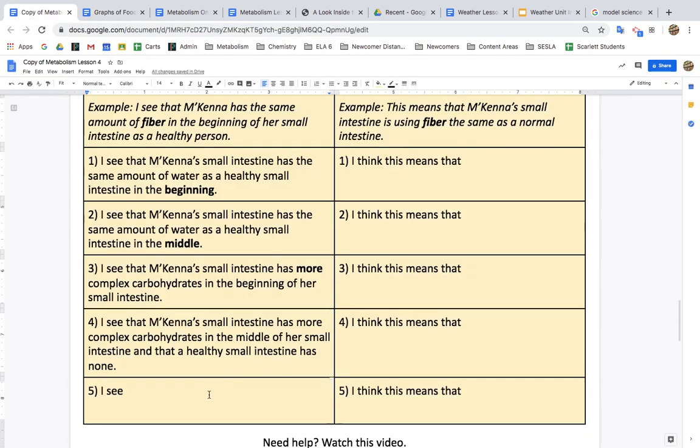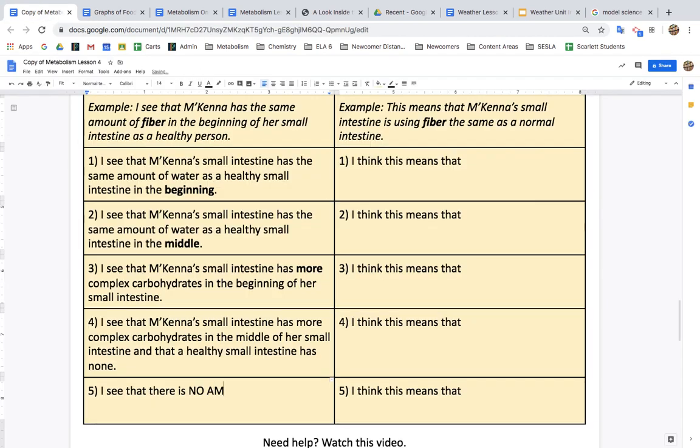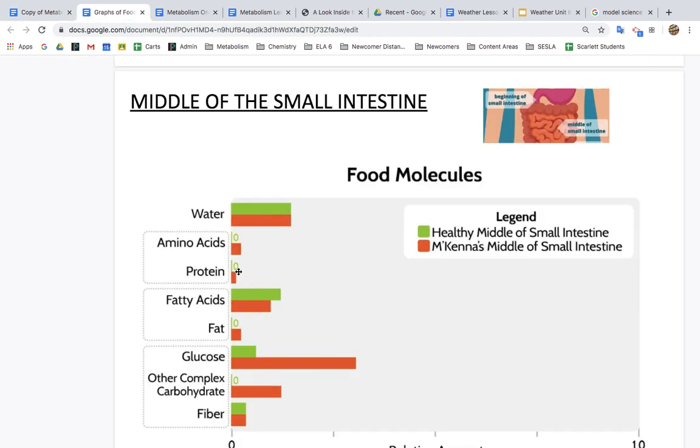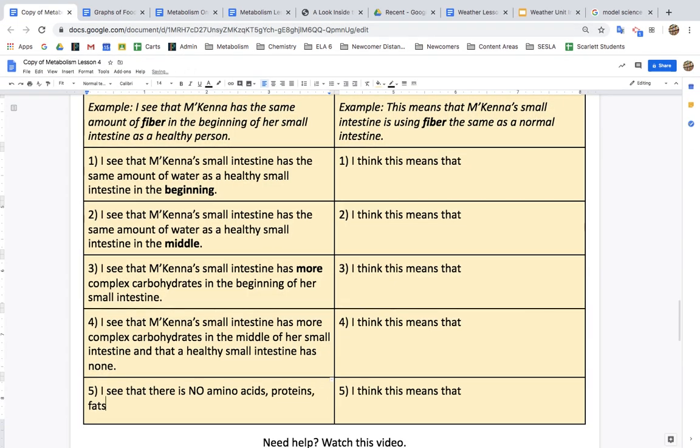So I'm going to write, I see that there is no, I'm going to double check what the names of the molecules were, amino acids, proteins, what else is there none of? Amino acids, proteins, fats, or complex carbohydrates in a healthy small intestine.